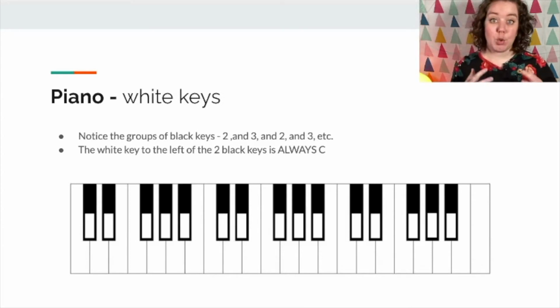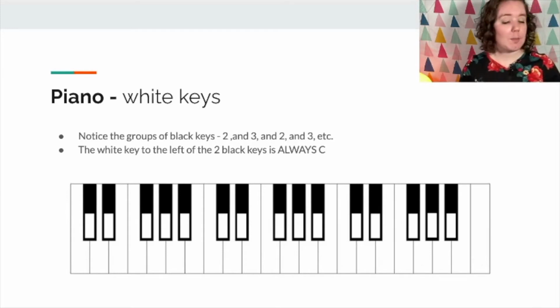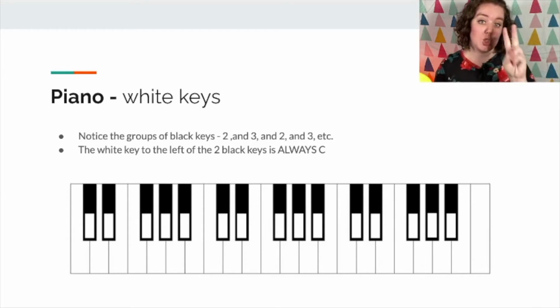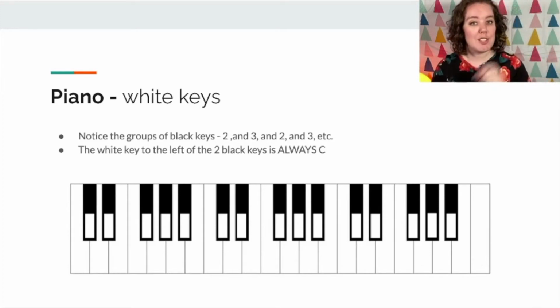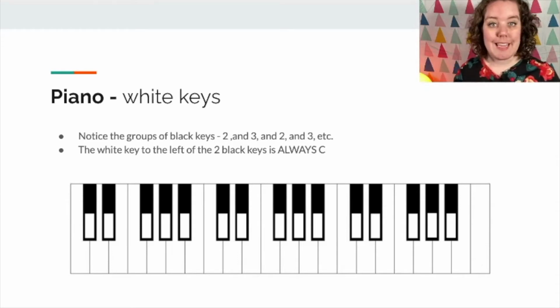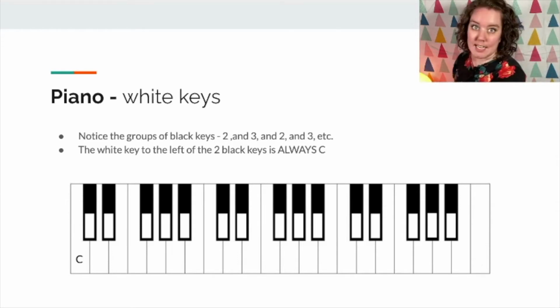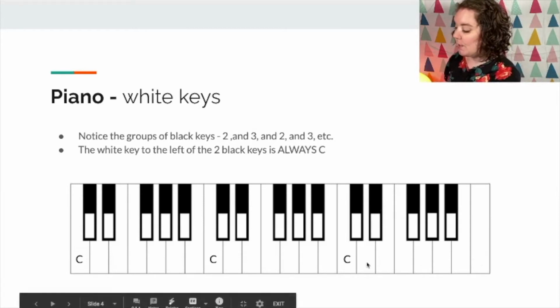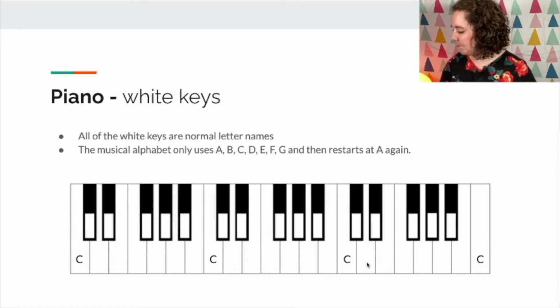Notice that there are different groupings on the piano. You've got two black keys, three black keys, two black keys, three black keys, all the way up and down the piano. If you find a group of two black keys, the note just to the left is going to be C every single time. So there's a C, here's another group of two, there's a C, and so on and so forth, all the way across the piano.